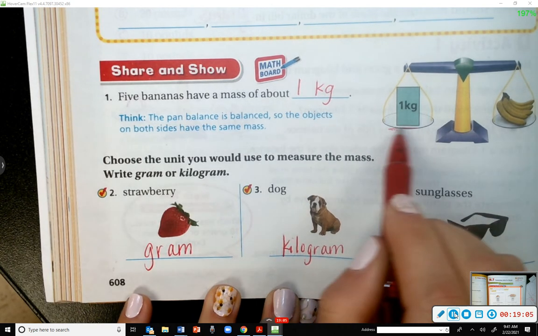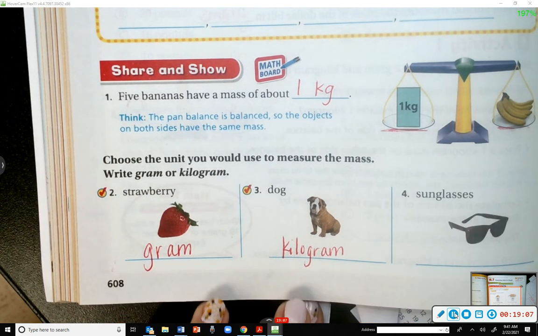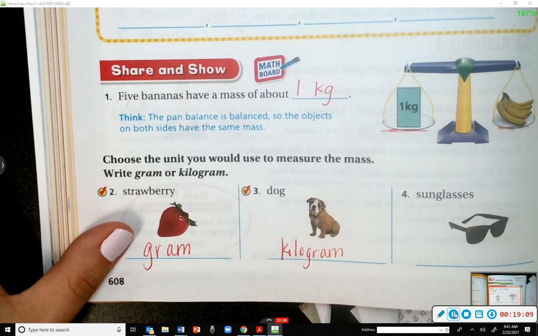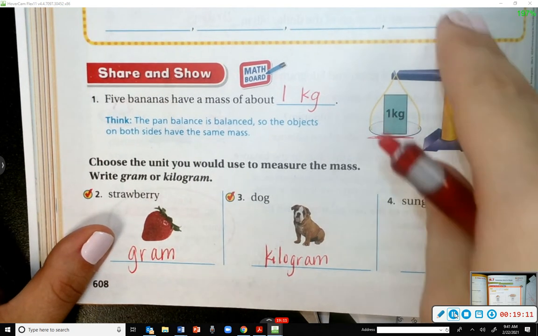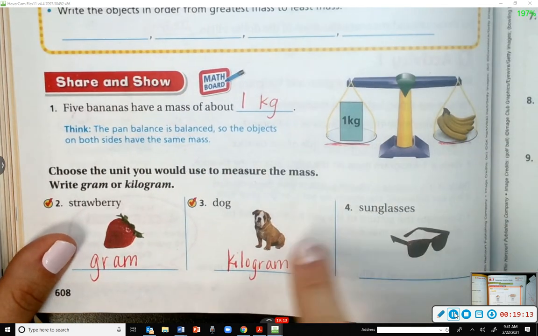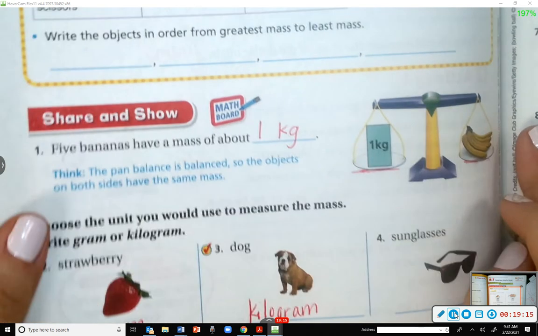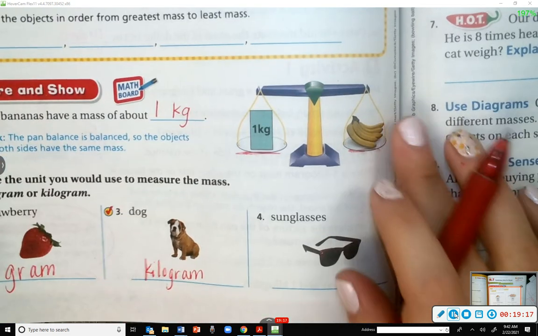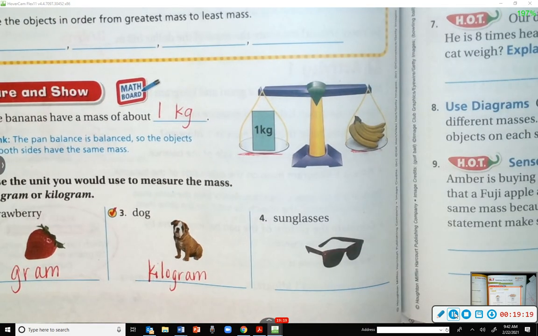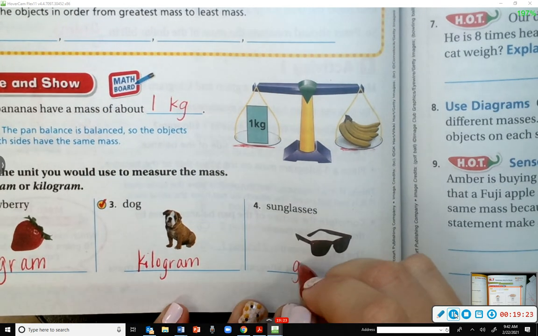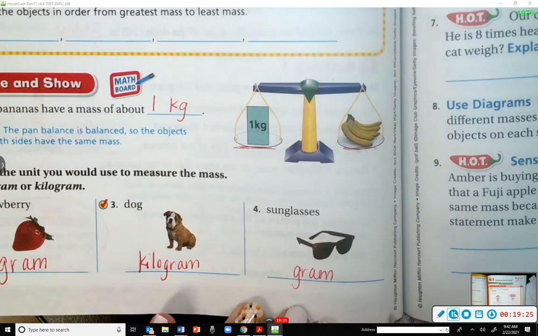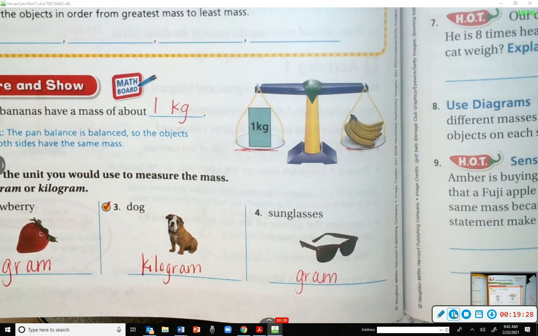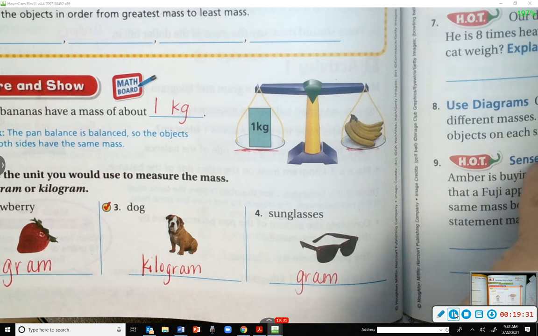And then a kilogram right here is 5 bananas. You think a dog weighs more than 5 bananas? Yes, especially that kind of dog. Sunglasses. Gram. Gram, yes, they're pretty light. Okay, let's flip the page.